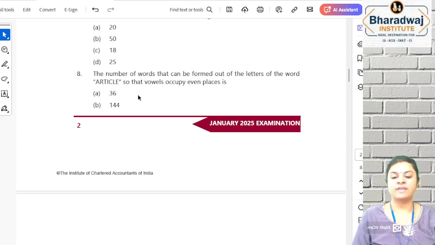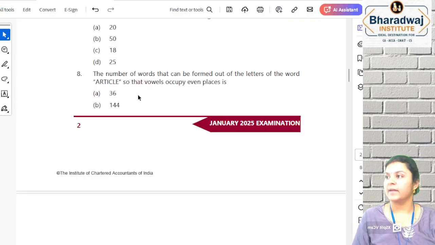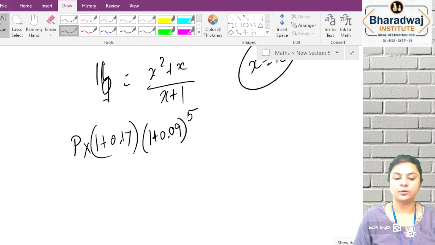Answer? So 7 places are there, total, right? So the number of words that can be formed is an arrangement rule. So we are going to use arrangement.